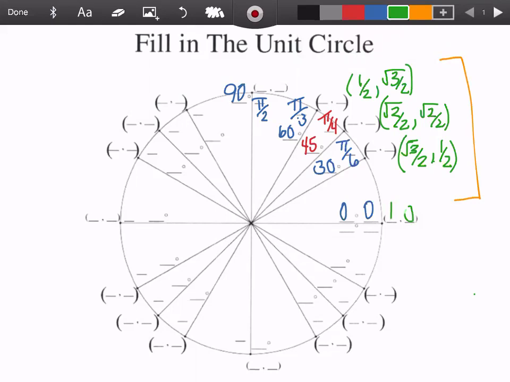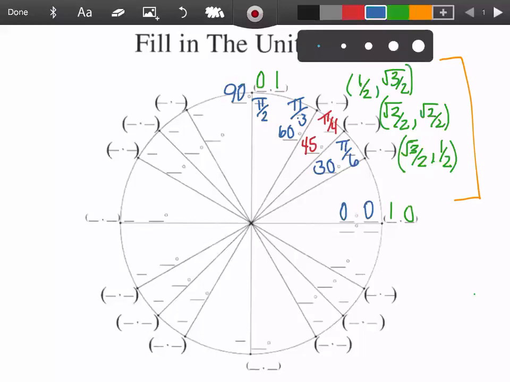And then we have to go up to 90 degrees to get that point. If you take cosine of 90 degrees in your calculator, you get 0. And if you take sine of 90 degrees in your calculator, you are going to get 1. So now we have those points, and we have the first quadrant completely filled out. Now we're going to figure out the rest of the unit circle.